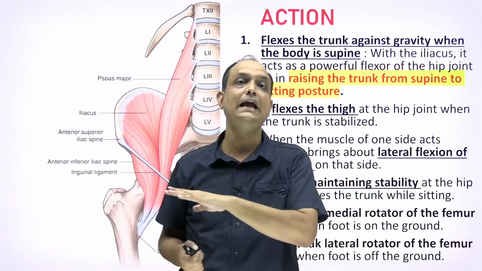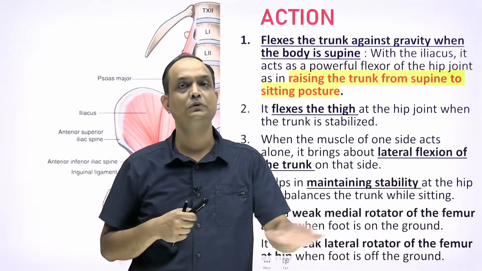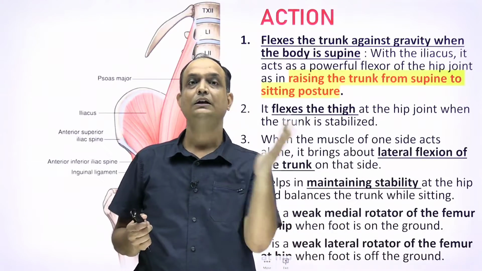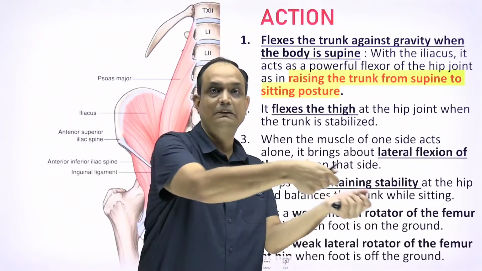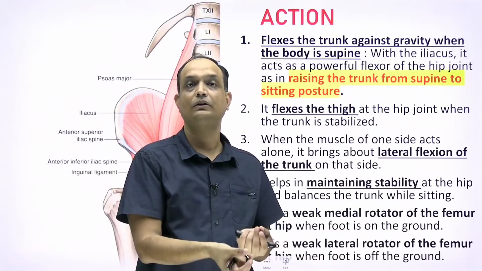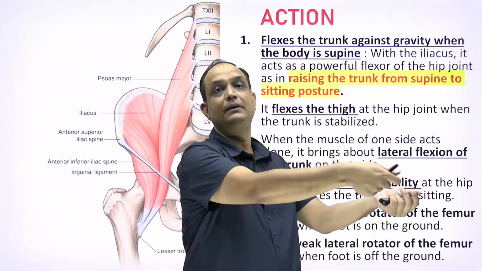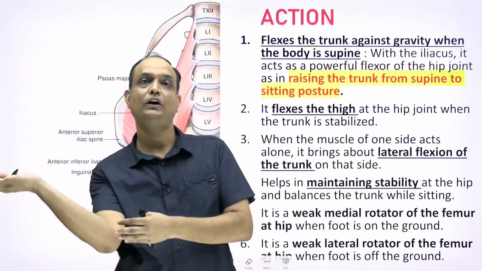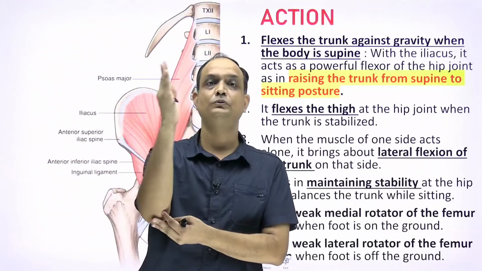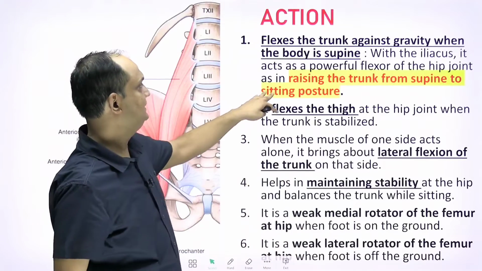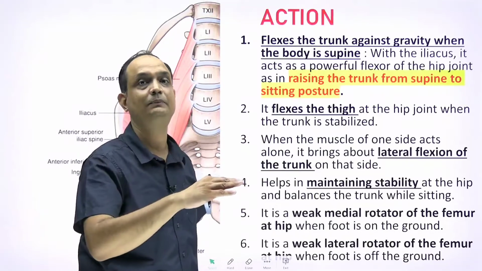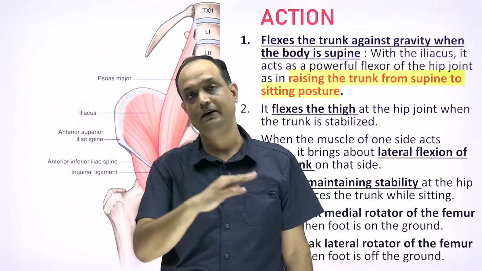Now, this is a very common action which we see. Suppose you are lying in the bed in the supine posture. When you lift your trunk from supine to sitting posture, what will happen? This muscle is pulling your trunk forward. That means its lower end, the femoral attachment, is fixed and its lumbar attachment is moving. So what is the action? Bending forward, or you can say lifting your trunk from supine to sitting posture. This movement takes place against gravity if you are in the bed.